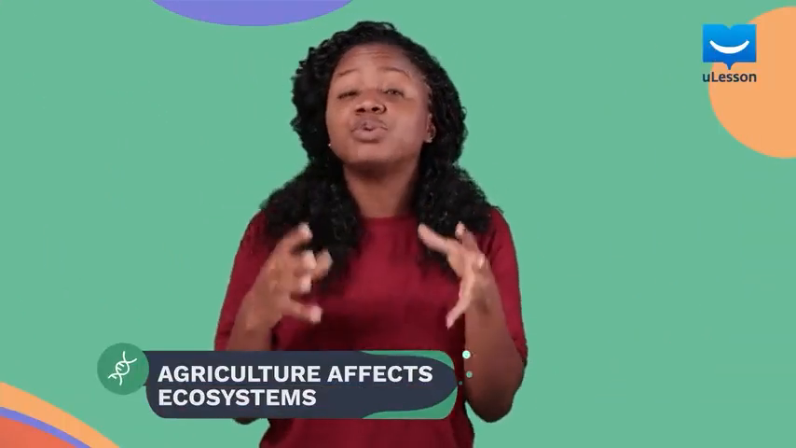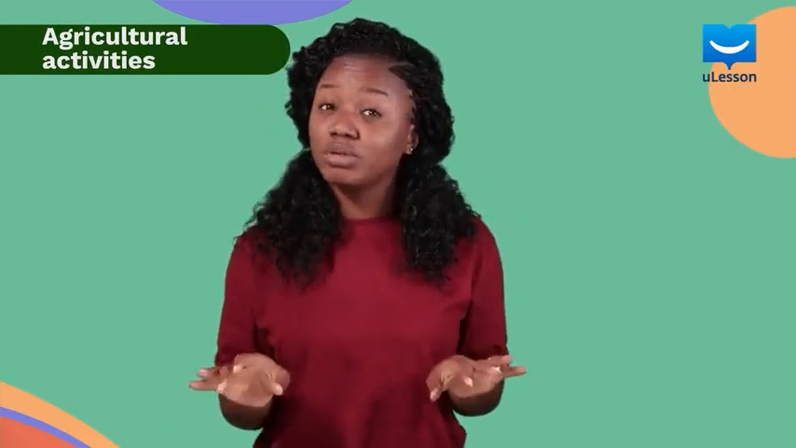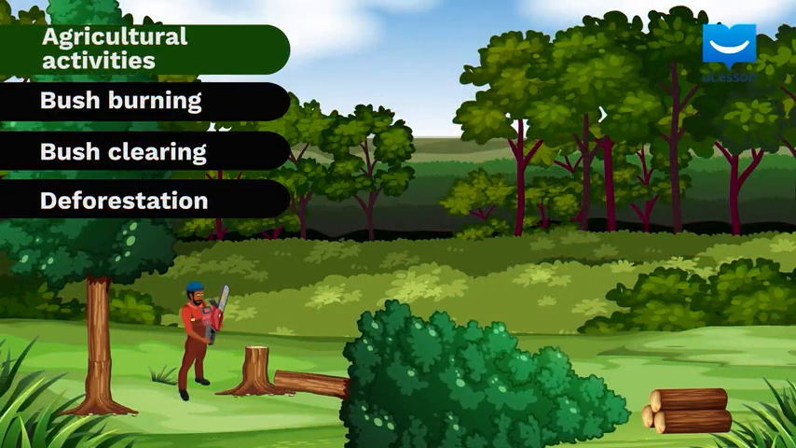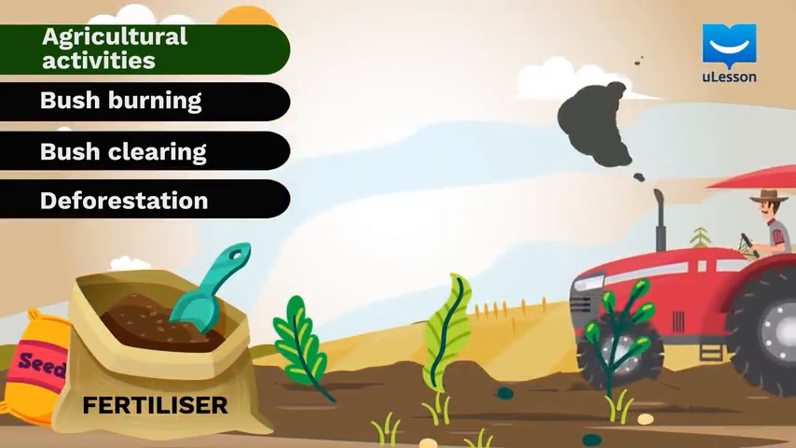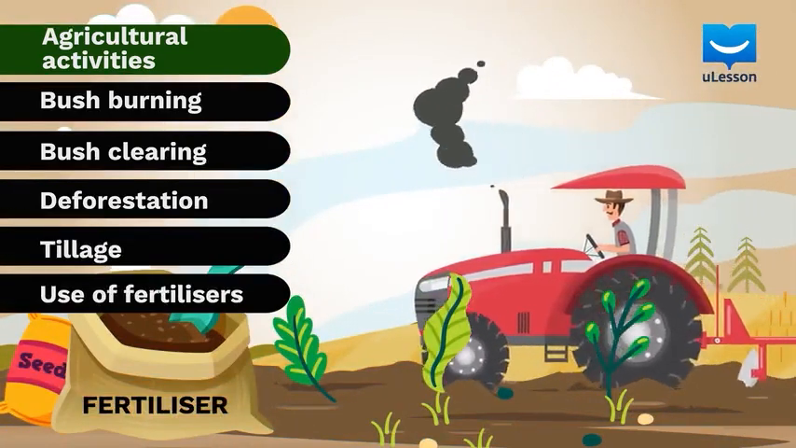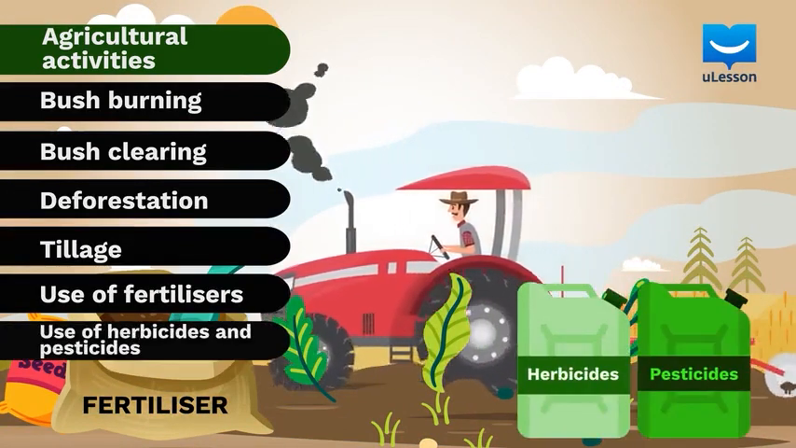In agriculture, biological processes are manipulated or altered to bring about desirable outcomes. These agricultural activities include bush burning, bush clearing, deforestation, or the cutting down of trees to provide an open area where our crops can grow without competition. For optimum growth, we may need to till the soil and/or enrich it with fertilizer. We also make use of herbicides and pesticides to protect these plants.